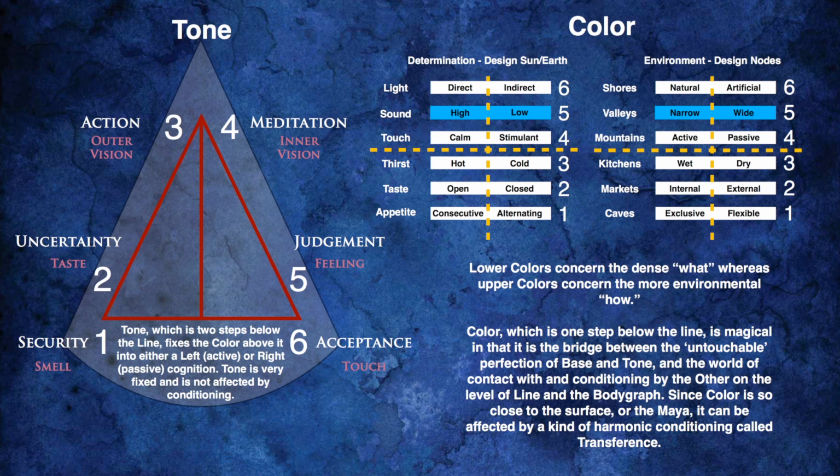When we get to the fifth color environment, it's called valleys. And it has a left fixing of narrow and the right fixing of wide. Now, upper colors are really about no place in particular. Lower colors are about places in particular. Upper colors are no place in particular. It has to do with a wider environment, more of a landscape, less of a hardscape of civilization.